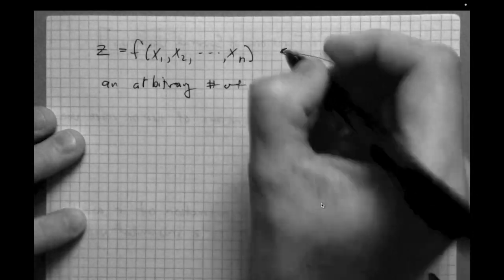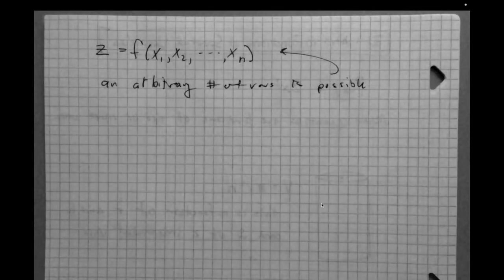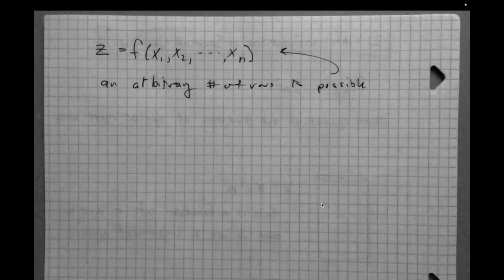Okay, so in this case, n variables. All right, so that's kind of how these things are notated, how we tend to think about them. What happens with the domain of functions of several variables?